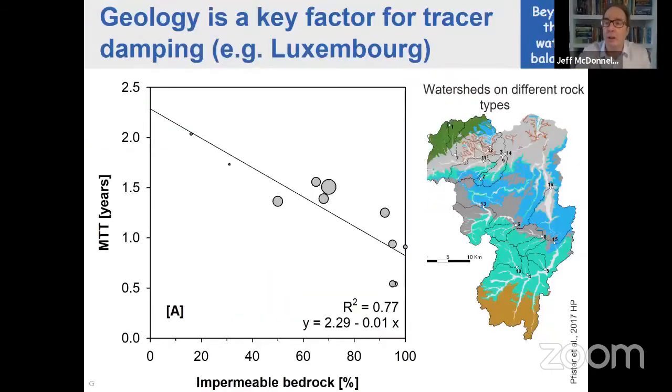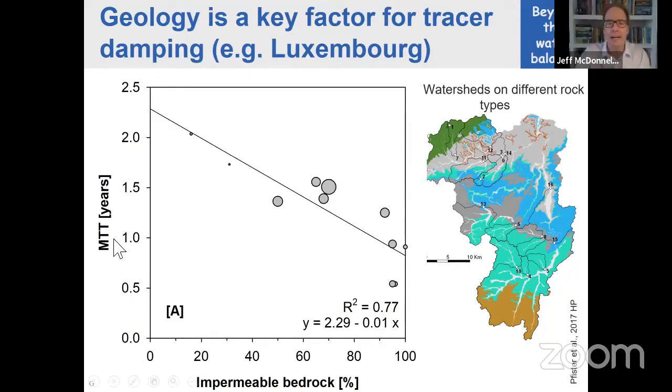Now, going to Europe, I spent last year in Luxembourg on sabbatical with Laurent Pfister. Here is a set of watersheds, 16 watersheds in Luxembourg. And the beauty of Luxembourg as a country, well, there's many reasons for Luxembourg being a lovely place, but one is that they have very different geology sitting next to each other. And these watersheds, the colors represent different rock types, from sandstone to marl to schist to other types of rock with highly variable permeability.